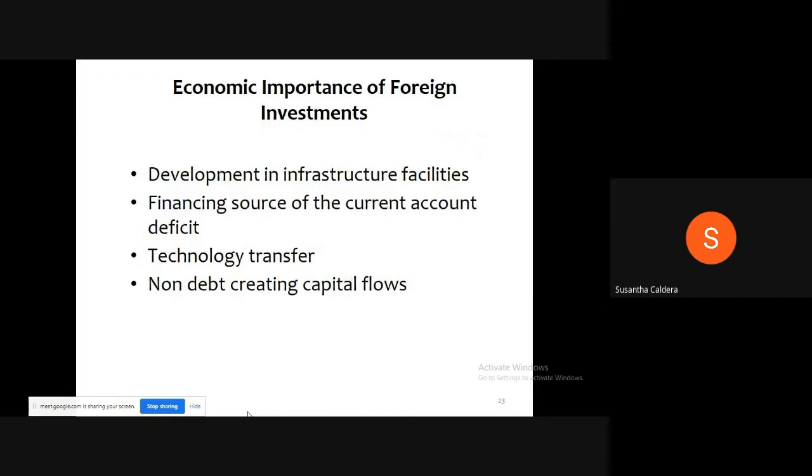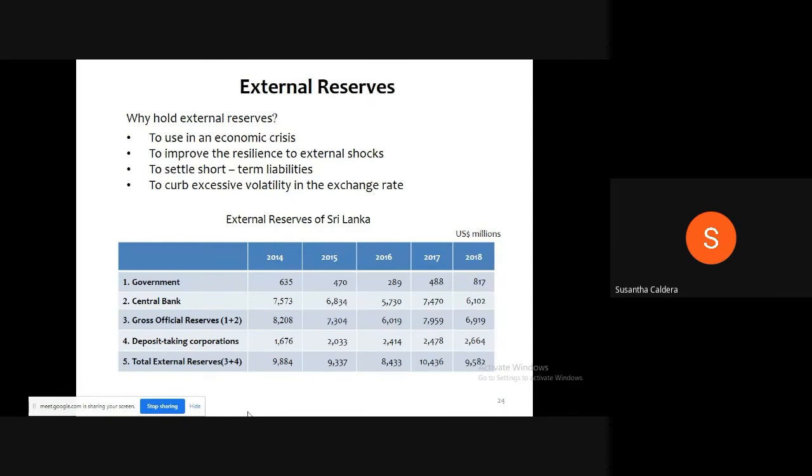Economic importance of foreign investments: development in infrastructure facilities, financing sources of the current account deficit, technology transfer, and non-debt creating capital flows. Capital flows come to us, but not by borrowing, not as loans, because of the investment. Therefore, investments are very, very important.